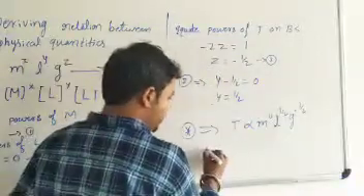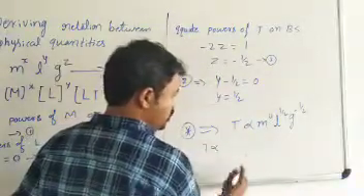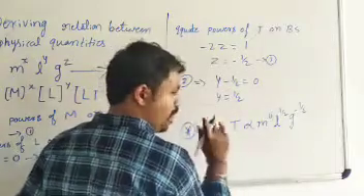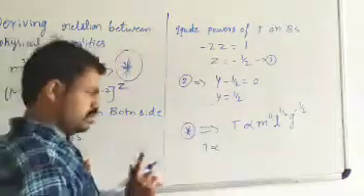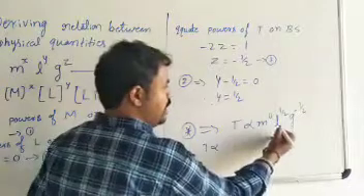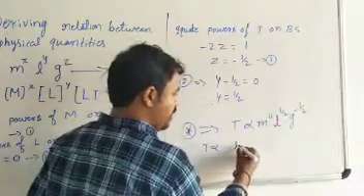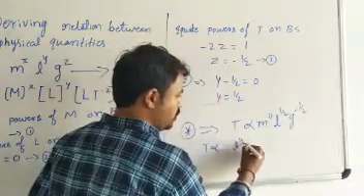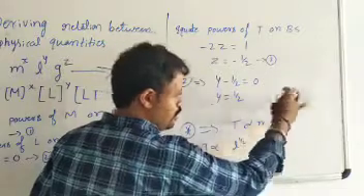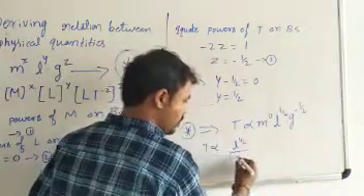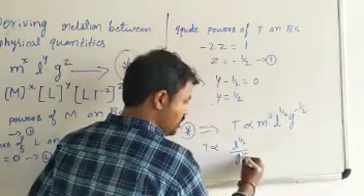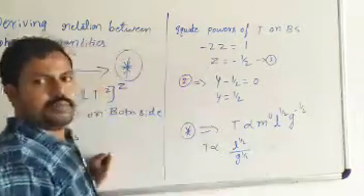So finally you can write T is directly proportional to M power 0, which means 1. L power 1 by 2. G power minus 1 by 2 goes to the denominator also. G power plus 1 by 2 it becomes.